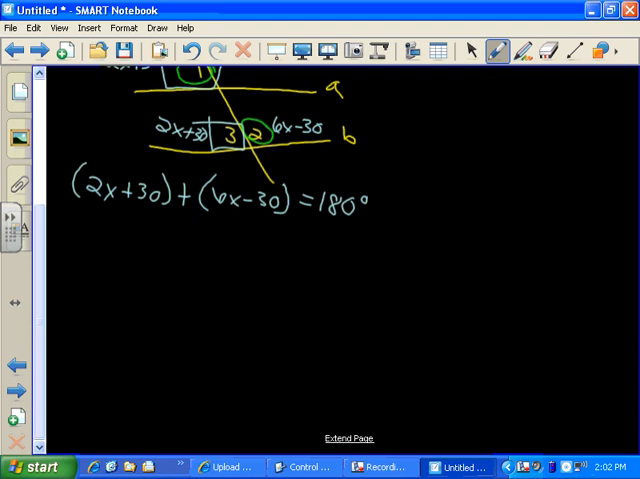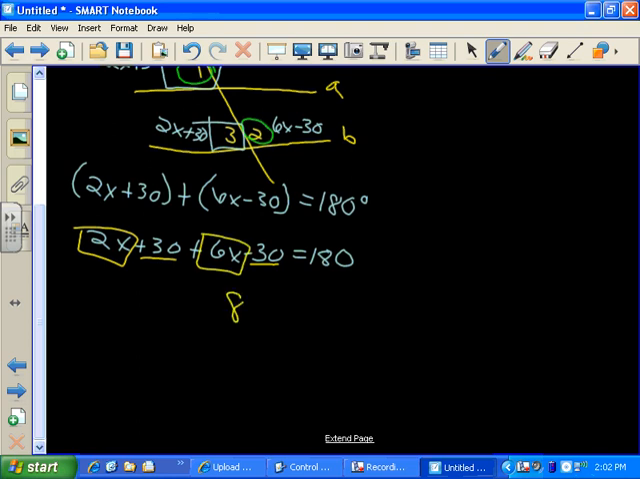I see my parentheses. I see nothing in front of either set of parentheses. I'm just going to drop the parentheses because there's nothing to distribute through or anything like that. I'm going to go ahead and combine some like terms. I see a plus 30 and a minus 30. Good news is those cancel out. I see a 2x and a positive 6x. So I'm going to get 8x equals 180.